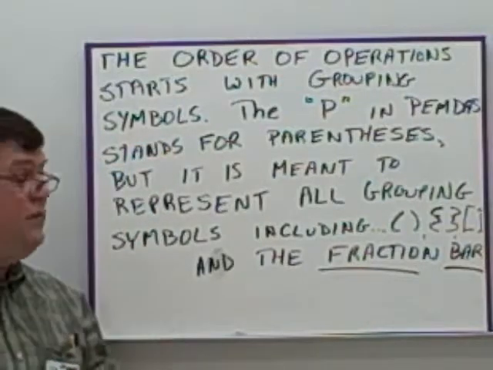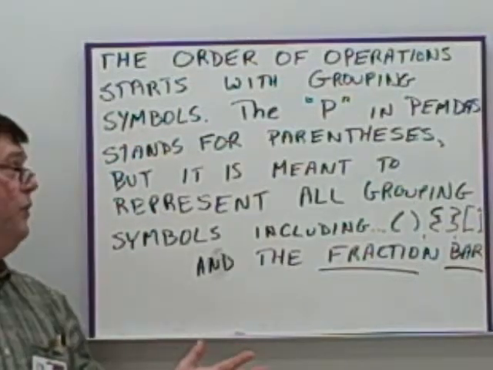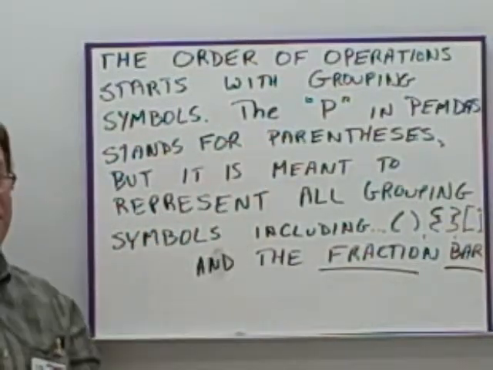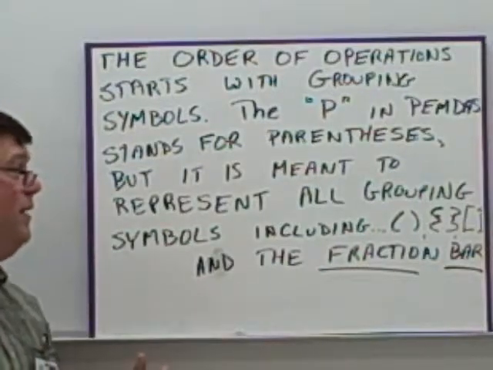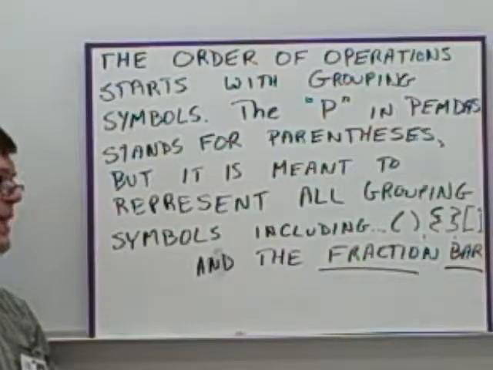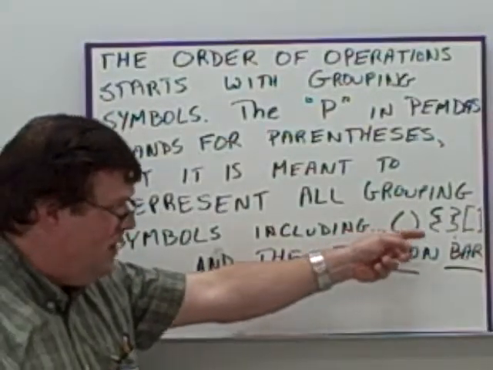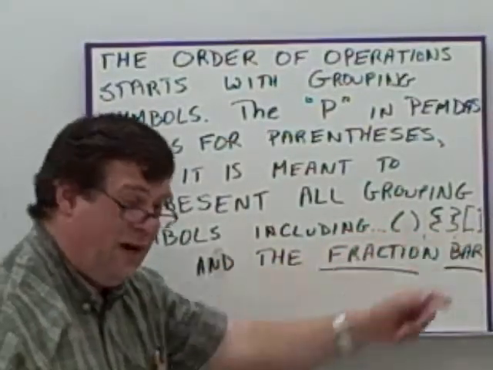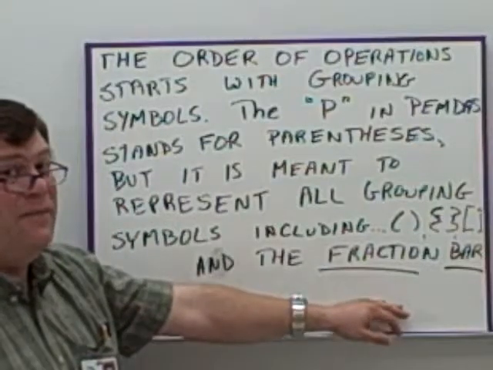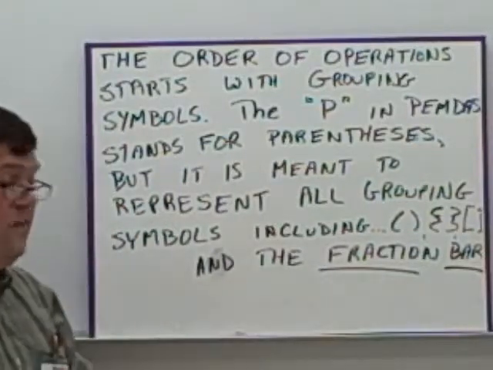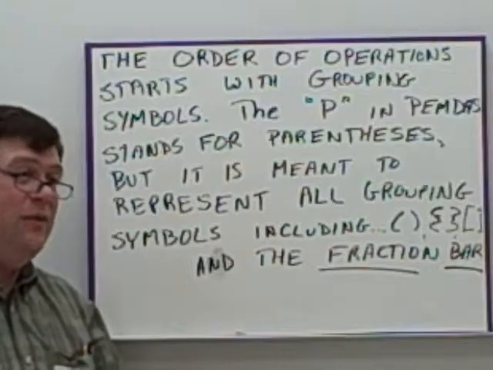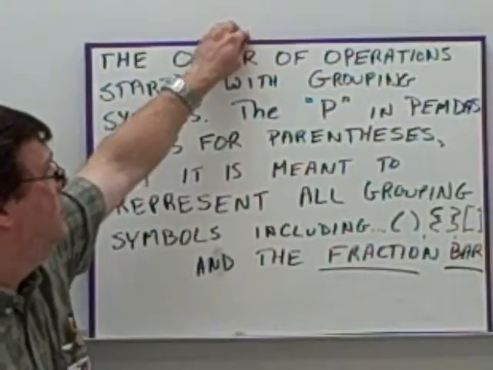The order of operations starts with grouping symbols. The P in PEMDAS stands for parentheses. I even said it earlier, parentheses. But it is meant to represent all grouping symbols, including the parentheses, the fancy brackets, the square brackets, and the fraction bar. The fraction bar is a grouping symbol that a lot of people overlook.